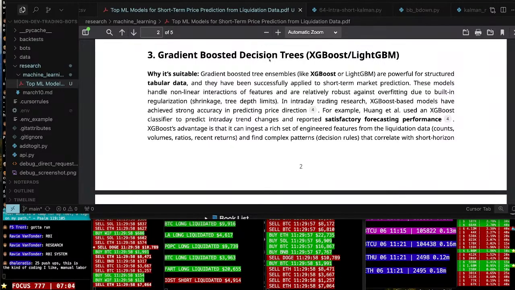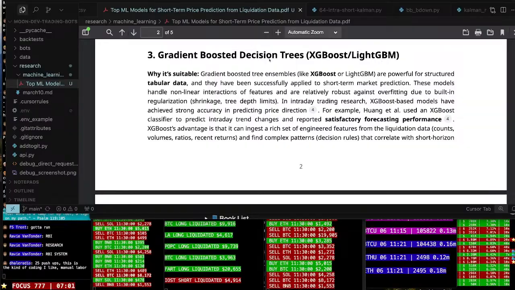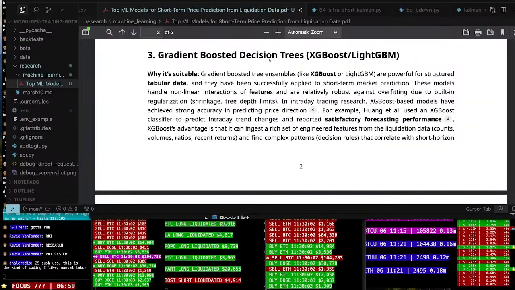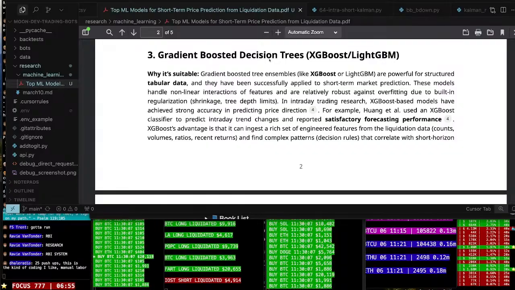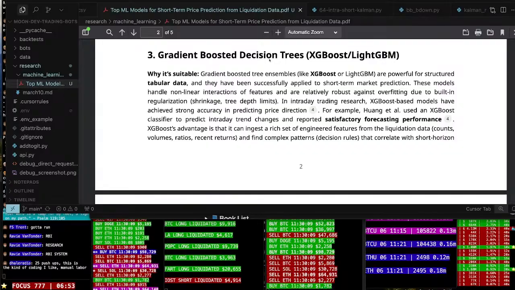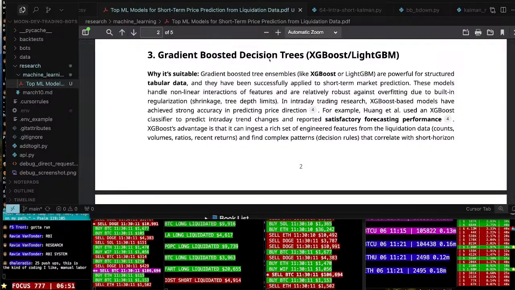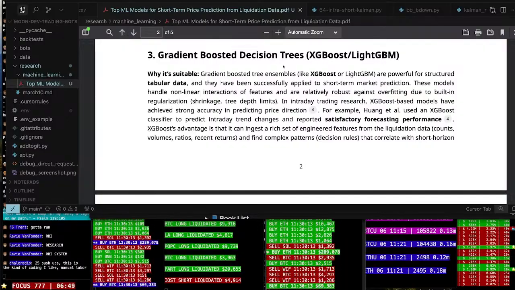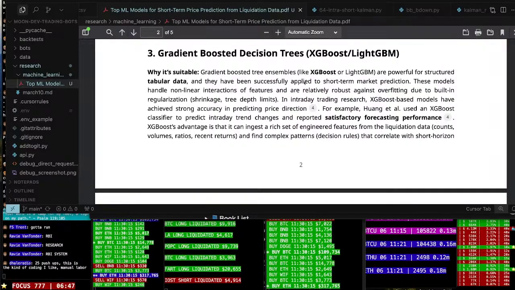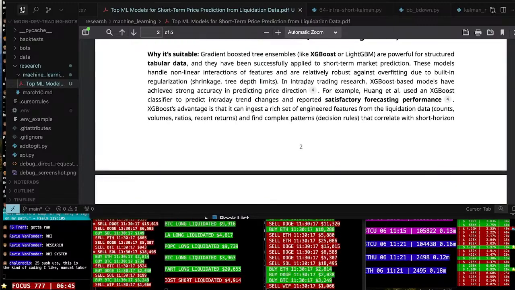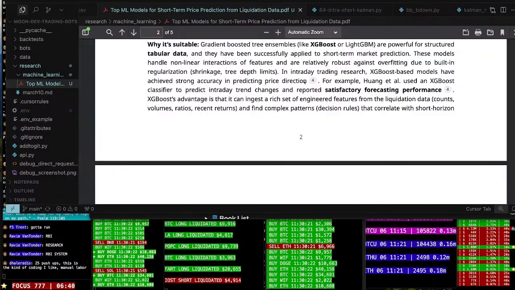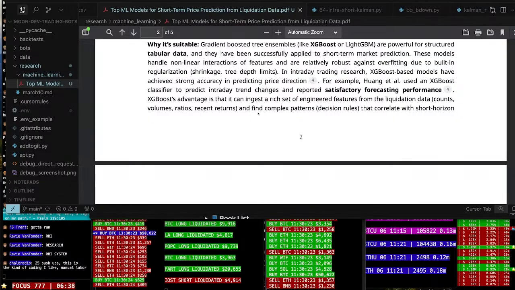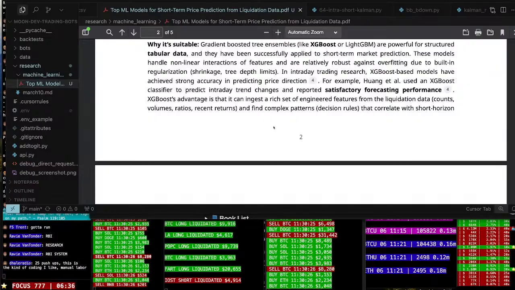For example, Hung used an XGBoost classifier to predict intraday trend changes and reported satisfactory forecasting performance. XGBoost's advantage is that it can ingest a rich set of engineered features from the liquidation data. Counts, volumes, ratios, recent returns.